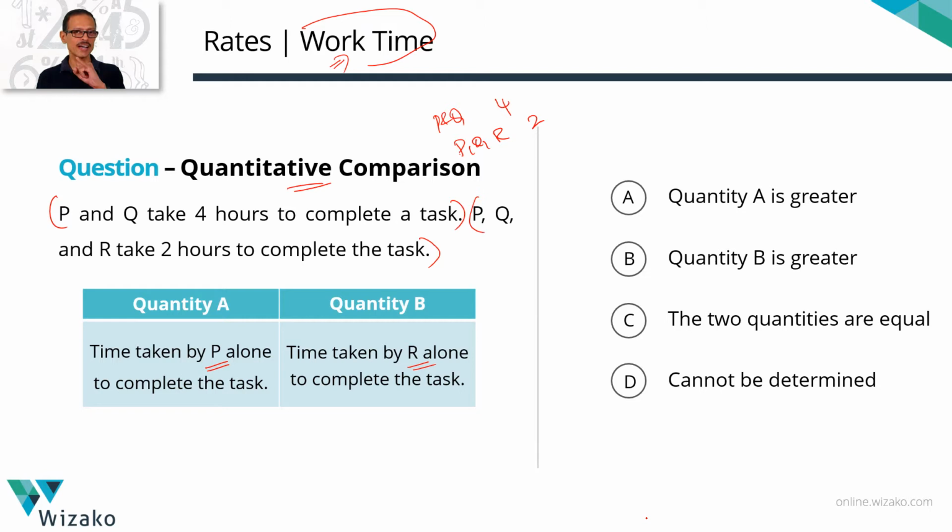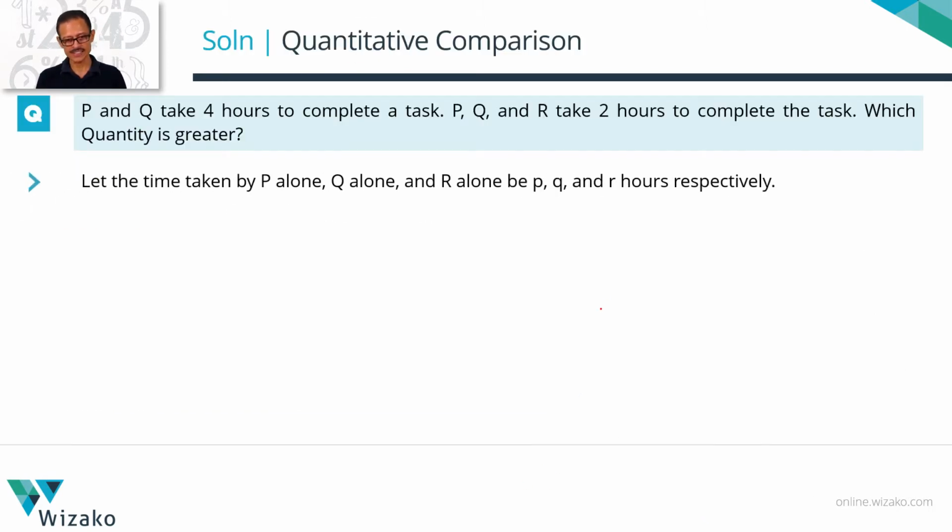Step 1, I'm going to assign variables for the time taken by P, Q and R to complete the task. Let that be lowercase p, lowercase q and lowercase r. Just to understand the next step, I'm going to take a numerical example. Let's say P takes 10 hours. I'm just going with this for us to understand. It's not the answer. So in 1 hour, P will complete 1/10th of the task. It takes 10 hours for P to complete the entire task.